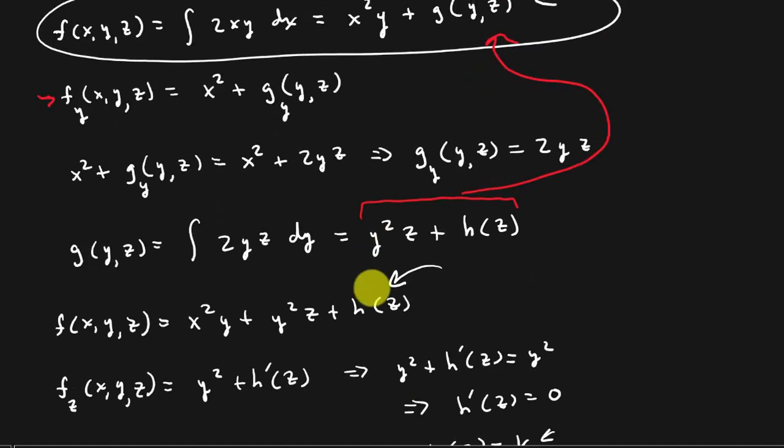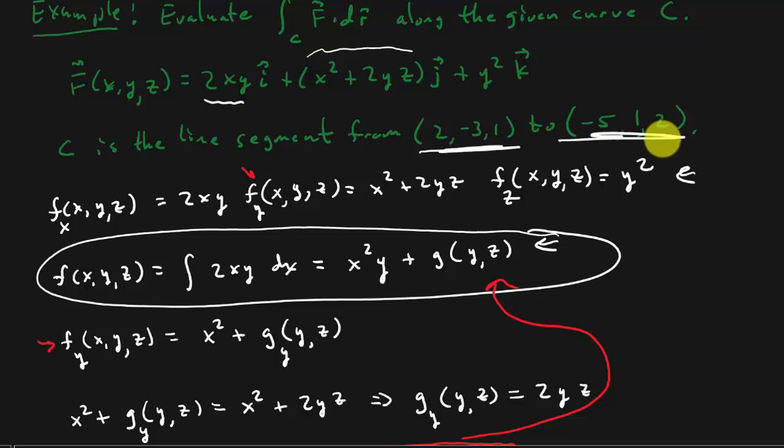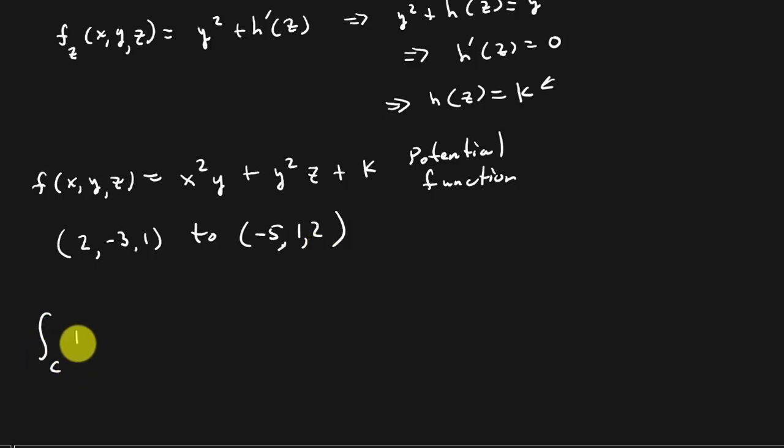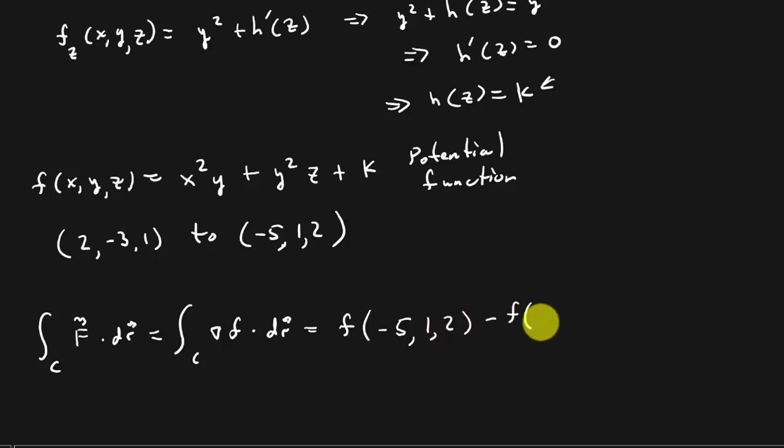And what did they want us to do? They wanted us to go from this point to this point. So let's just write the two points down here. We're going from the point 2, -3, 1 to -5, 1, 2. Okay, so we've got the integral over our curve C, f dot dr is equal to the integral over C gradient of f dot dr is equal to f of -5, 1, 2 minus f of 2, -3, 1.